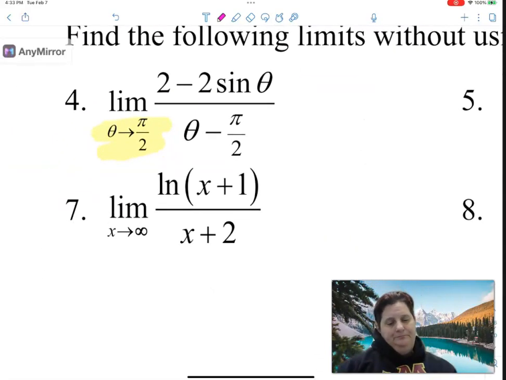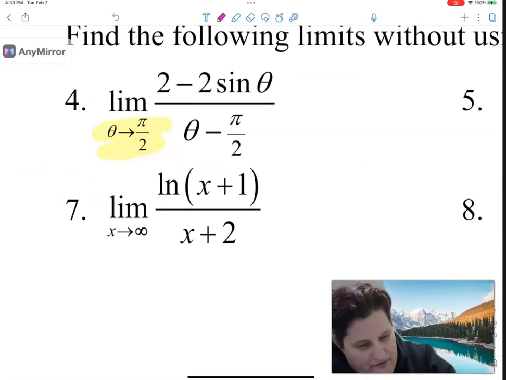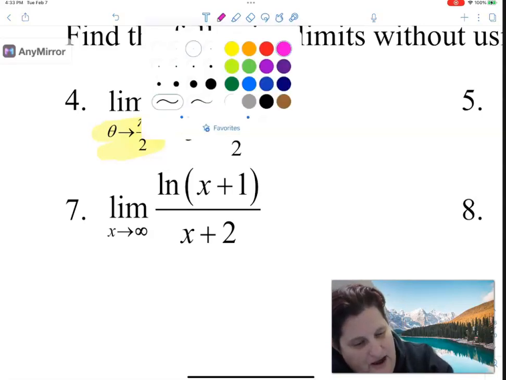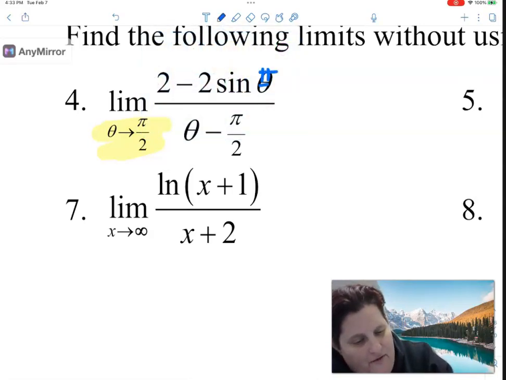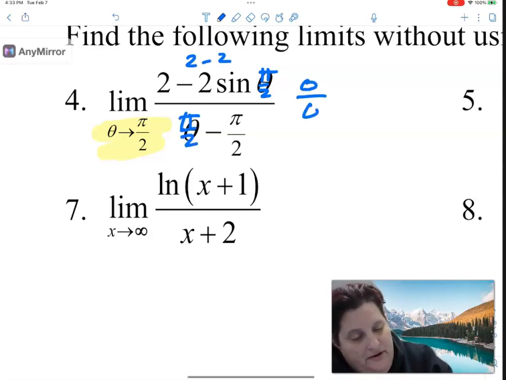So let's look at number 4. And I plug in pi over 2, okay? Now, the sine of pi over 2 is 1. So I get 2 minus 2 and pi over 2 minus pi over 2. So I do get 0 over 0. So I'm going to do L'Hopital's rule.